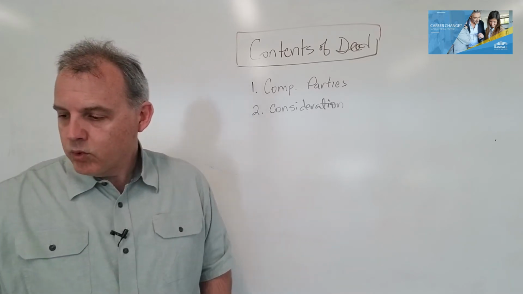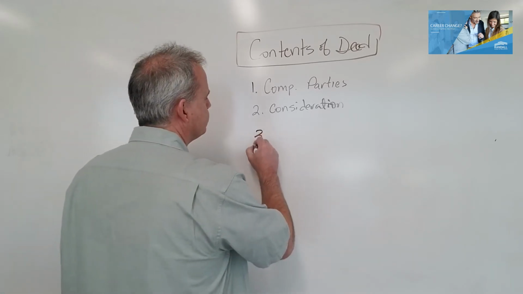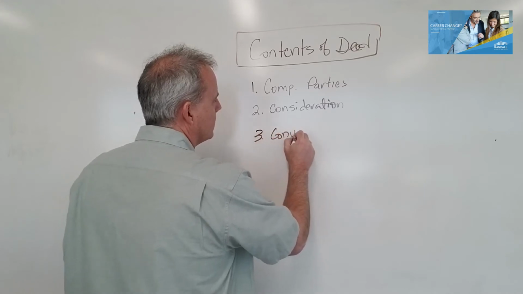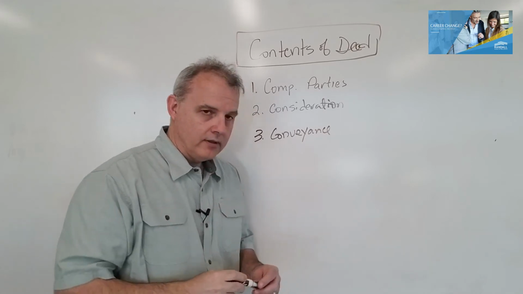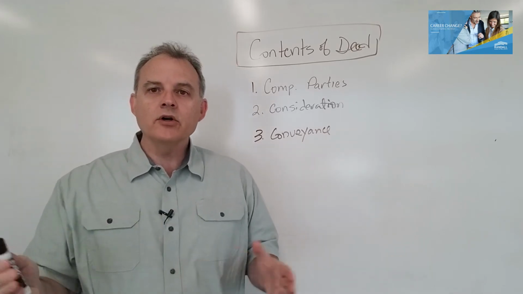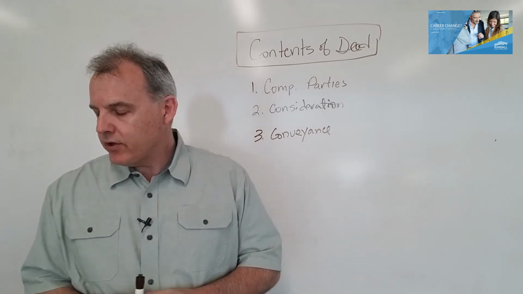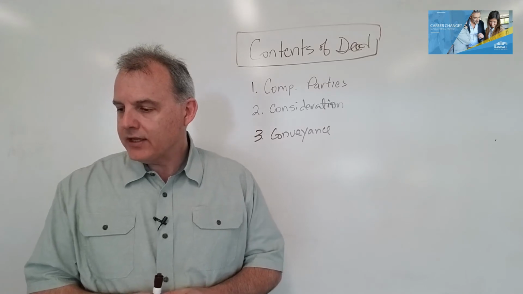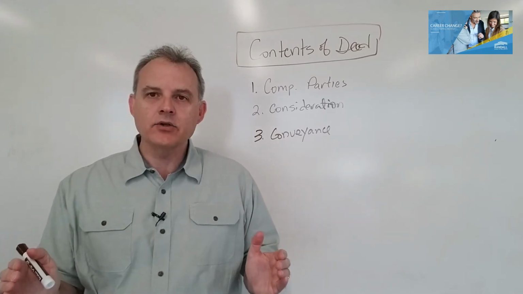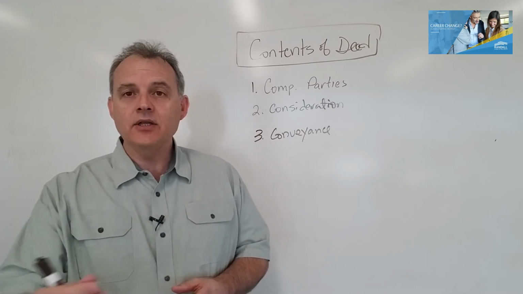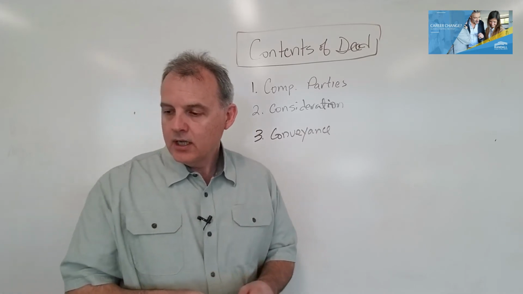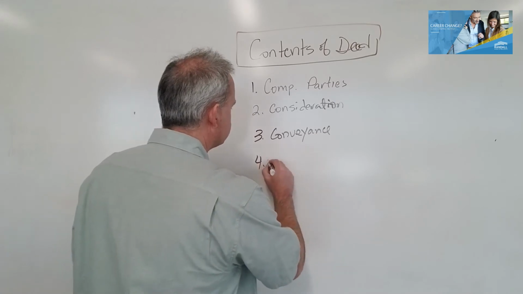The next thing is words of conveyance. Now, conveyance in real estate means transfer. We have to have those words written into the deed, and as you could see there on page 73, we call that the granting clause. Granting clause. We're granting the transfer of title.